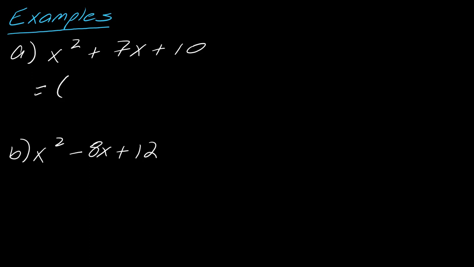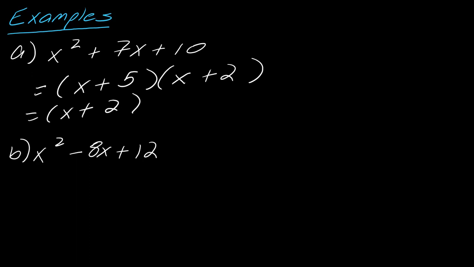So for this example, I've got the x and the x here. So if I use 5 and 2, that will get me to the 7x in the middle. Now just another note, it doesn't matter the order that you have these in. So if you had x plus 2 and x plus 5, that's totally fine. It's the same thing.